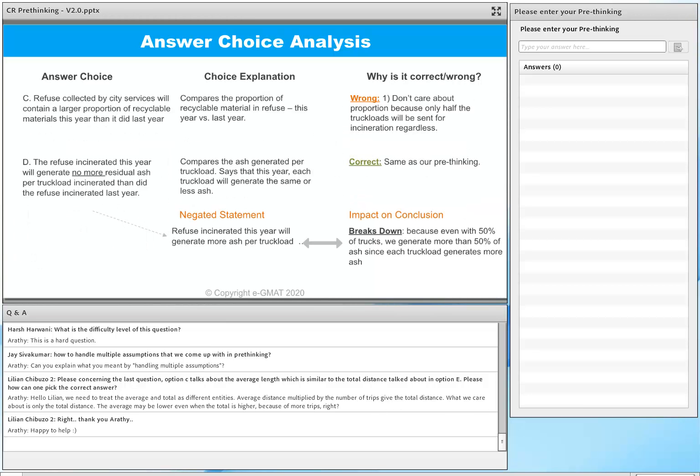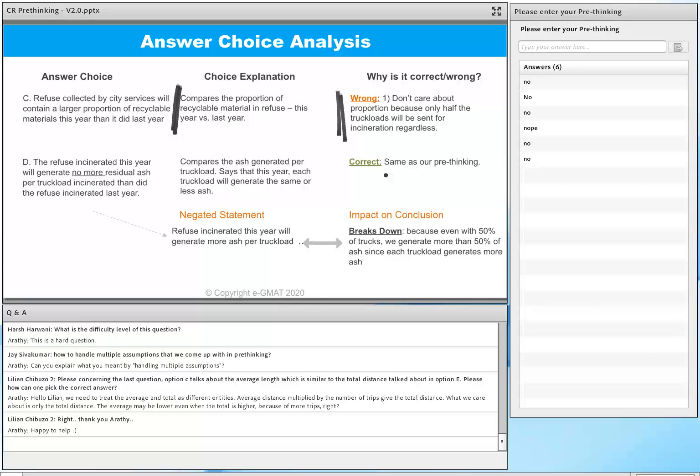Choice C says refuse collected will contain a larger proportion. Do we care about proportion, given that we are only going to send half as many trucks? Do we care about proportion, guys? Yes, no? No, we don't. If I get 5 trucks, I get 5 trucks versus 10 last year.